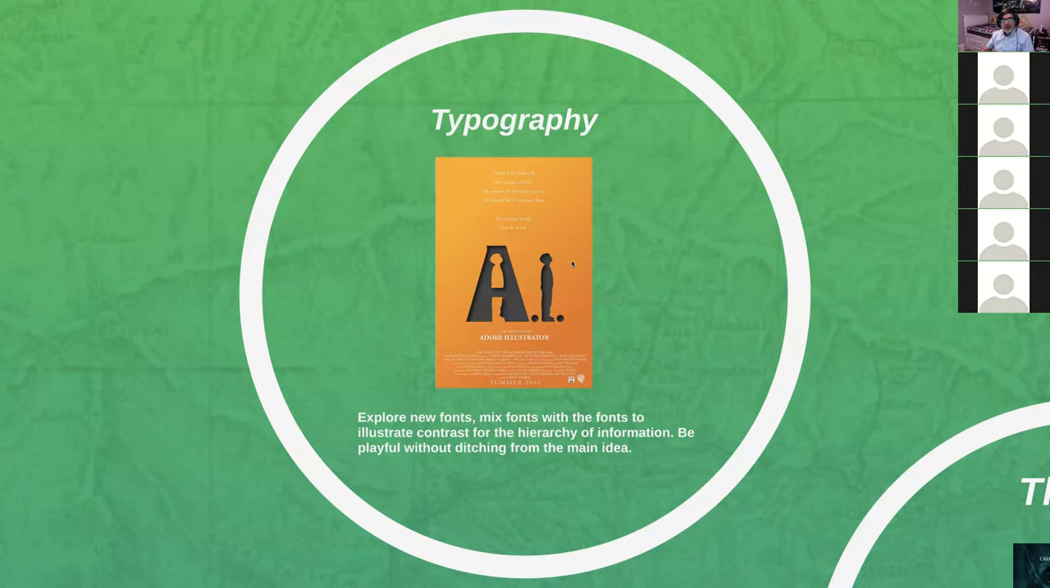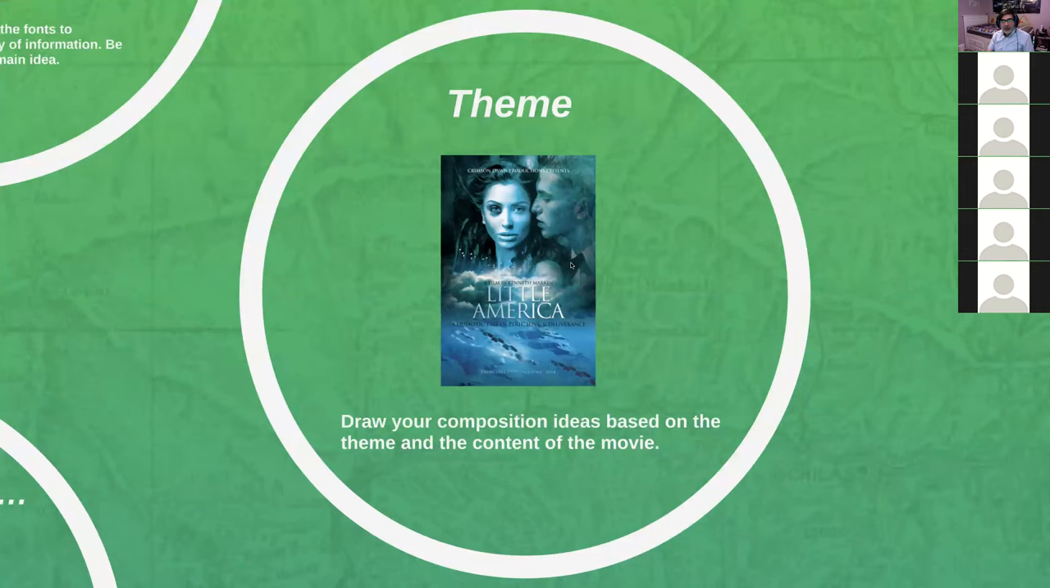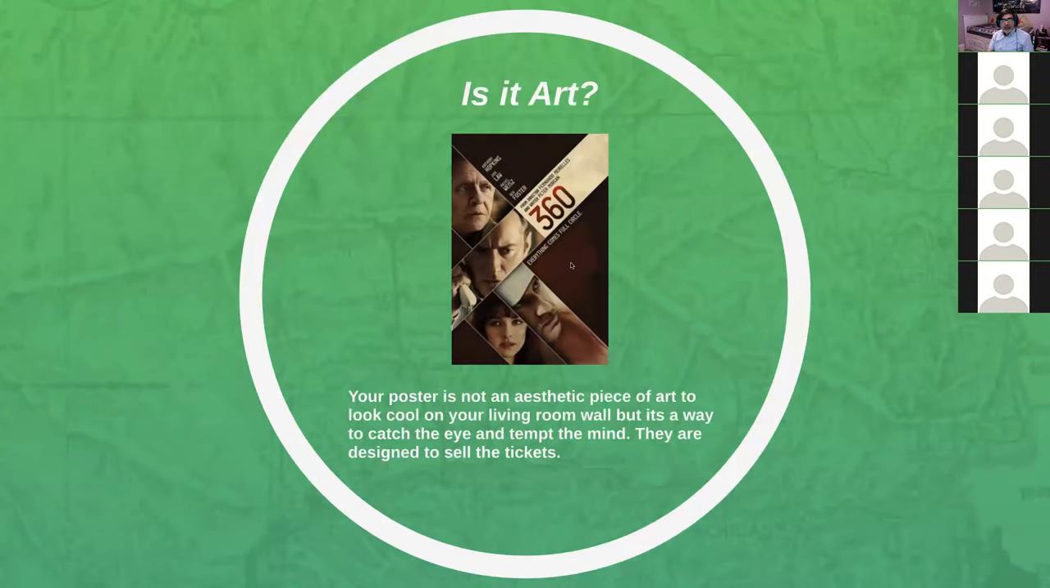Or this is the Matrix style. Or, for example, that TV show, Stranger Things. They have a very particular title. There are a lot of different examples over here, so I need to move forward. Draw your composition ideas based on the theme and content of the movie. Now, in the end, this is a question. Is a movie poster an art?